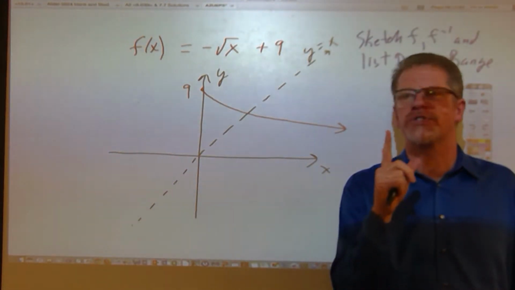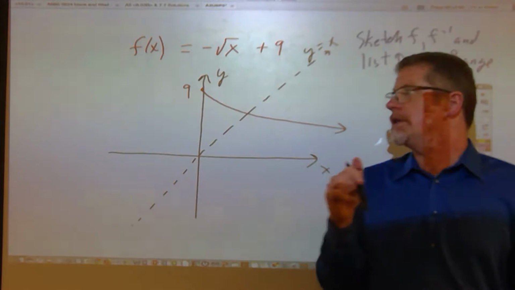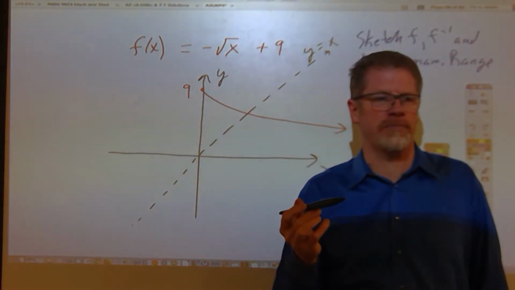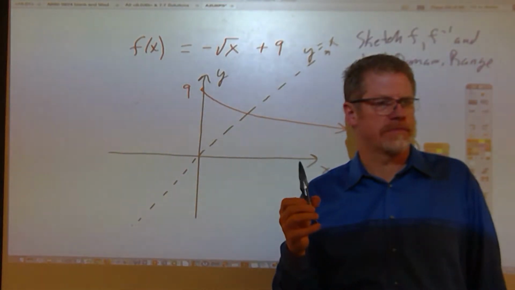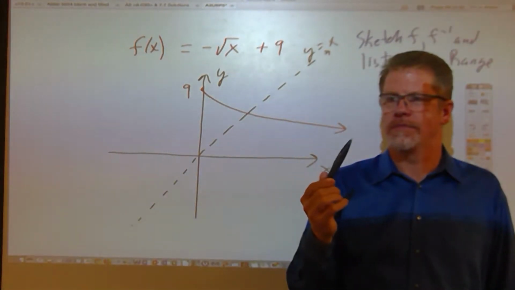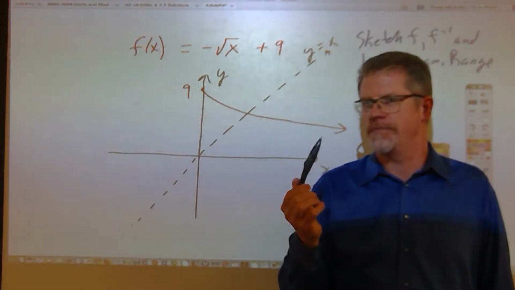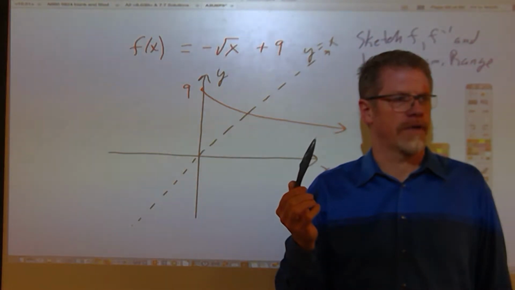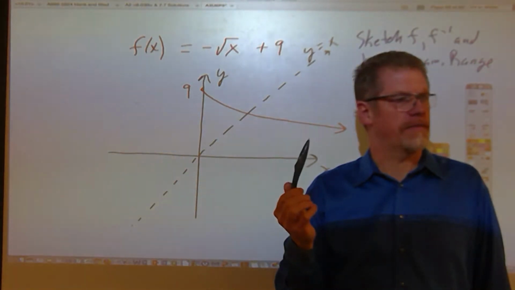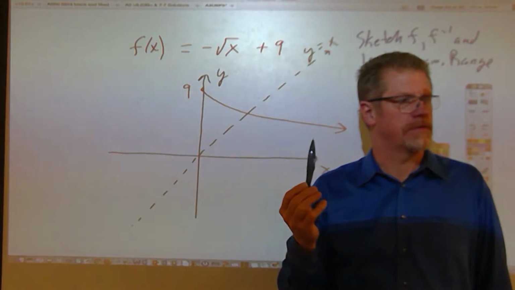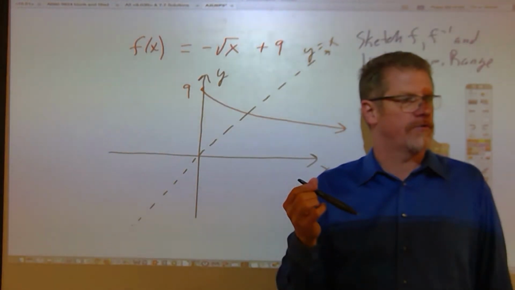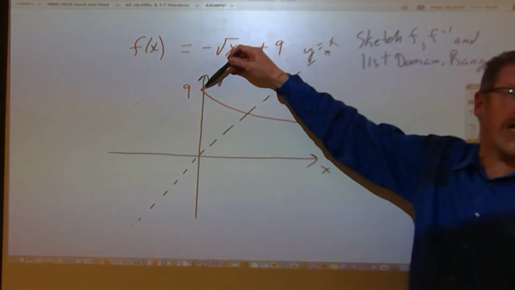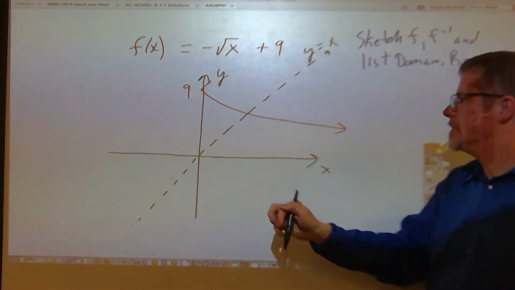Can someone at least tell me the coordinates of the endpoint? It's not 0, 9. What would the coordinates of the endpoint be? So what do you think, Jack? For the blue graph, what would be the coordinates of the endpoint? I'll give you a hint. It's not 0, 9. 9, 0.